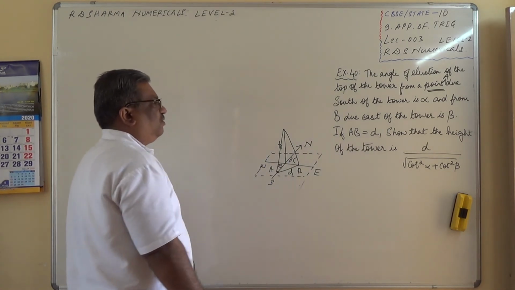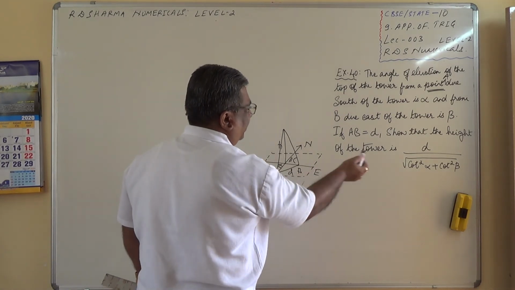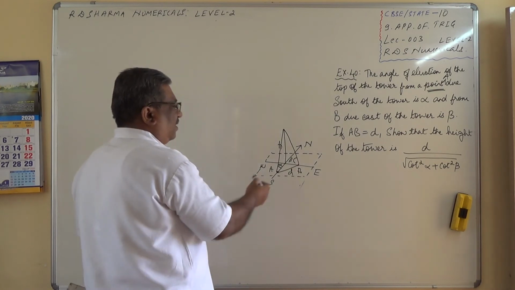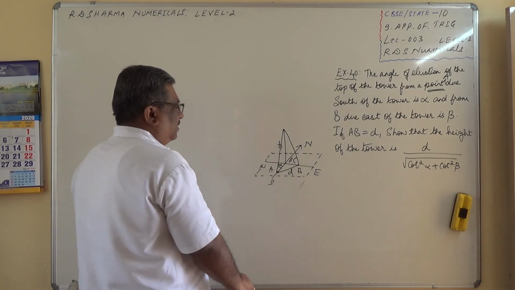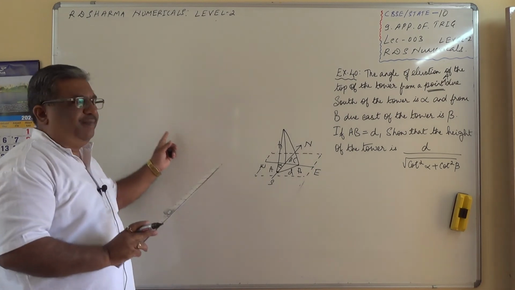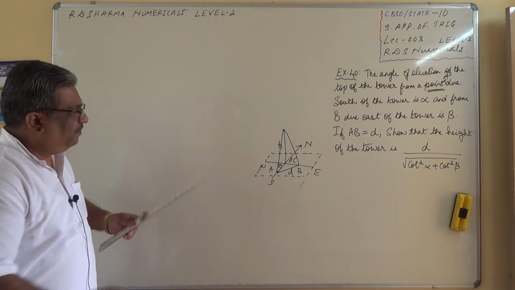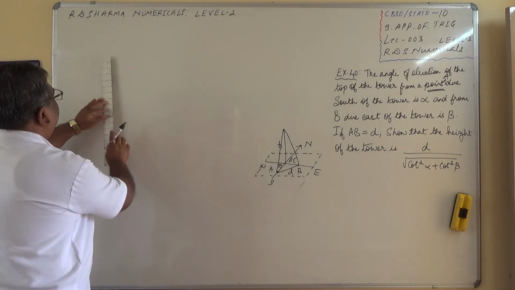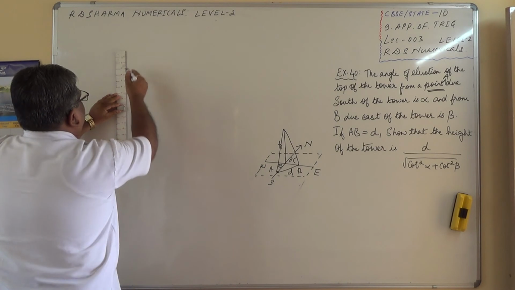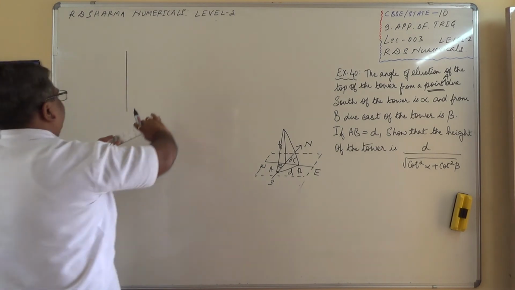In this case, show that the height of the tower is d divided by under root of cot square alpha plus cot square beta. So the same diagram I am drawing once again on a bigger scale so that you will understand very clearly. Let me first of all draw the tower here of height h.